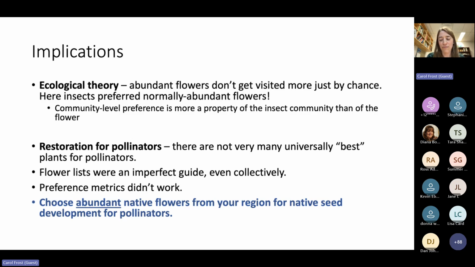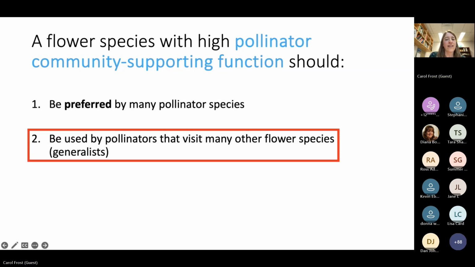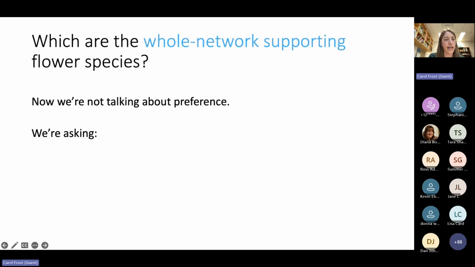is being developed for. Okay, now I'm running quickly out of time. However, I will carry on. So the next thing I want to talk about is, a flower species with high pollinator community supporting function should also be used by pollinators that visit many other flower species. So this one is slightly different than the first one. So the preference idea sort of was less successful than we might have thought it would be, but this is another way in which flowers can be important for pollinators.